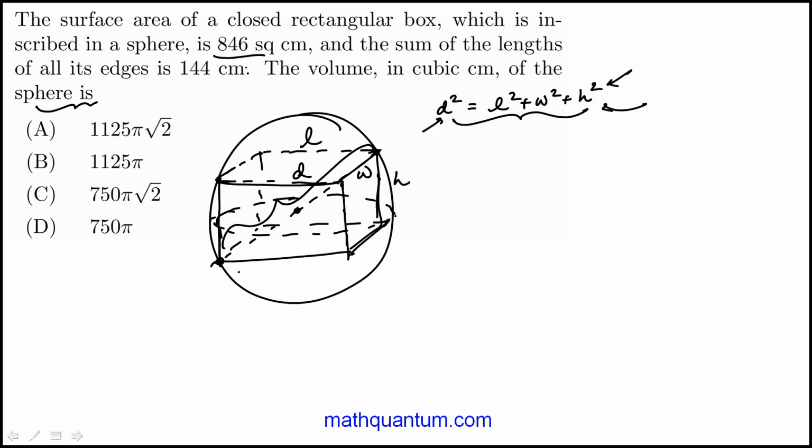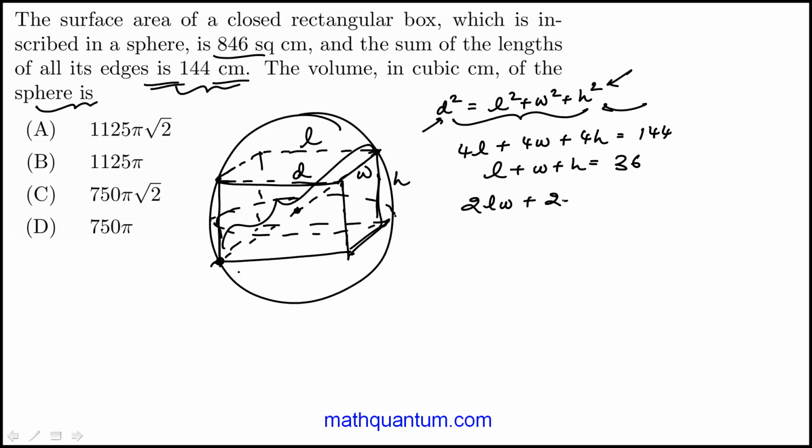And then we're given these 2 other conditions. I'll start with the sum of the lengths of all of its edges. There are 12 edges here: 4 lengths, 4 widths, and 4 heights, and we're told that adds up to 144. If I divide both sides by 4 and simplify, we get L plus W plus H equal to 36. Now the other condition is the surface area, and again, most of you are probably familiar with that expression: the outside surface area of a rectangular box is this, and that's given to us as 846. So these are 2 relationships.